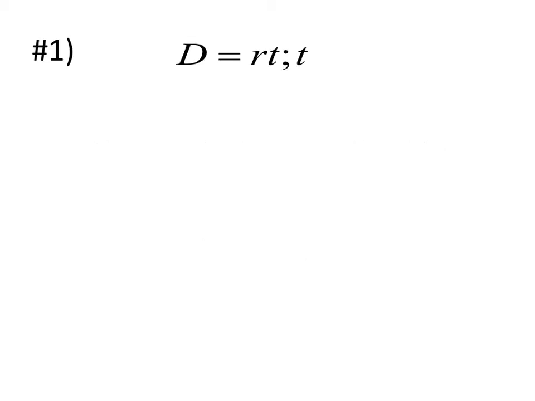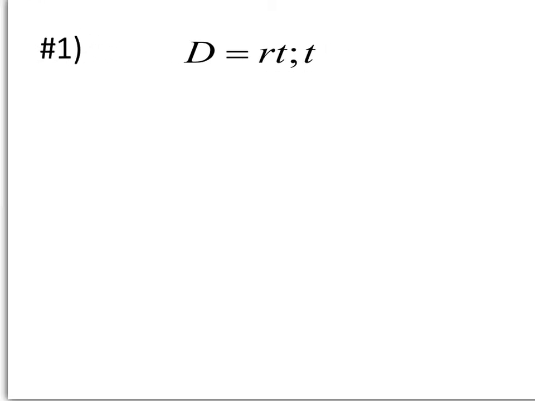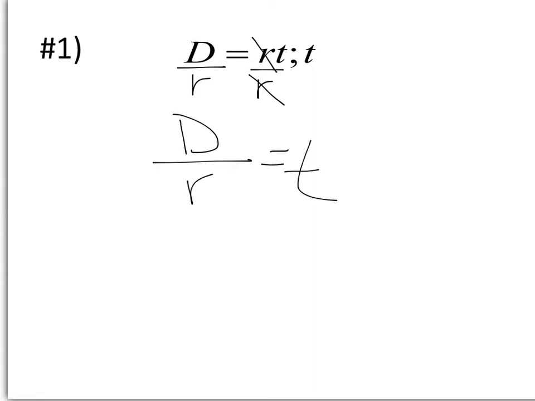Alright, number 1 says d equals rt, and they want you to solve for t. So remember, you want to isolate the variable. So you're isolating the t. What's happening to the t? The t is being multiplied by r, so you do the opposite, you divide by r. So you get d over r is equal to t.